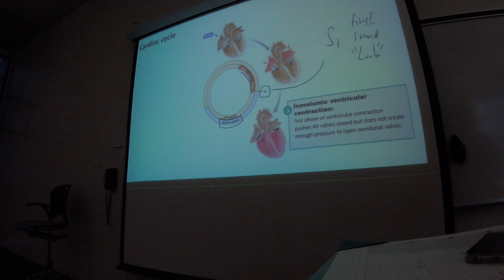So this is when the ventricles start contracting. And the first part of ventricular systole is called isovolumic ventricular contraction. So this means the ventricles are physically contracting, but the volume of the ventricles is not changing. Now, that's what isovolumic means. It means volume is staying the same. Iso, same; volumic, volume.